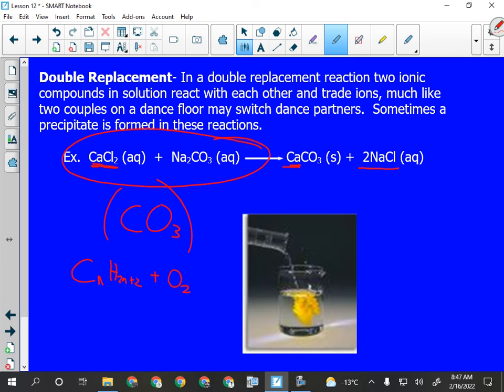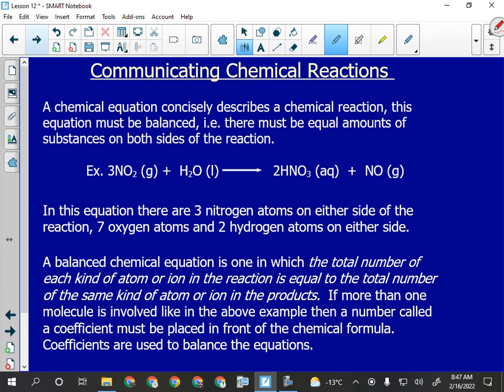Okay, here is what I want us to try. This is communicating the chemical reactions. This is what we've been talking about all along. We want to write them out. We don't have to include the states of matter, just the compounds. The arrow is kind of our equal sign, and then we want to make sure that it is balanced. This one is already balanced.